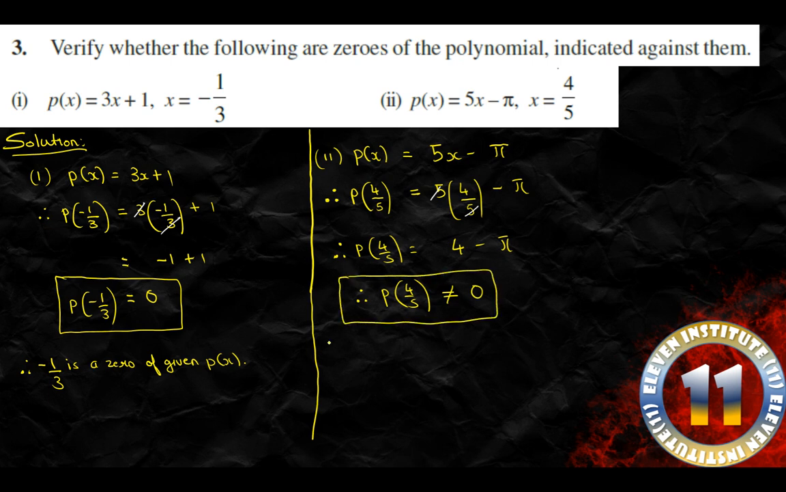And if it is not equal to 0, we can write therefore 4 upon 5 is not a 0 of given polynomial with variable x. I hope this is clear to you. Please pause the video and write this much in your CW. Alright, I hope you have written this.